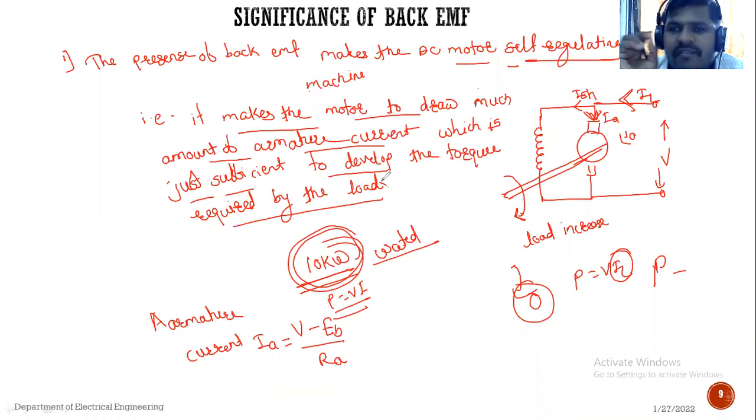लोडला जेवढा टॉर्क रिक्वायर्ड आहे तेवढाच टॉर्क डेव्हलप करण्यासाठी जेवढा करंट रिक्वायर्ड आहे सप्लाय कडून तेवढाच करंट मोटरने घेतला पाहिजे. That means it is a self regulating. राईट नो? Now it is clear what is meant by self regulating.